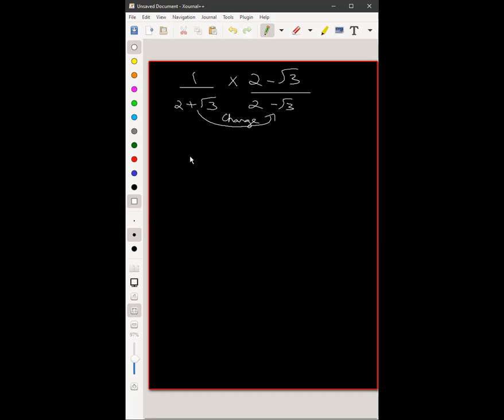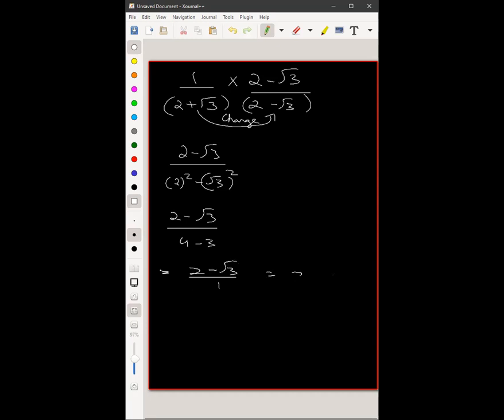So what will we get in the numerator? 2 minus root 3. Upon, what is this format? A plus b into a minus b becomes? 2 square minus root 3 square. Which is 4 minus 3. Which is 1. 2 minus root 3 upon 1, which is again 2 minus root 3. Now I can locate this on the number line.